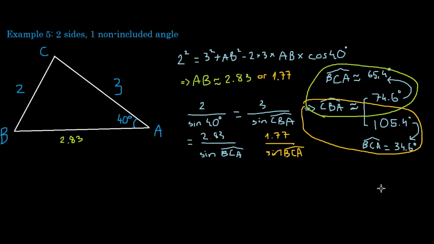But if this situation where there are two possible answers pop up in exams, then there will likely be more information that will help you decide which one is the correct answer. If we want to draw the triangle for the case where AB is 1.77, it will look like this. So be careful for cases where you are given two sides and one non-included angle. There is a chance of more than one possible answer.